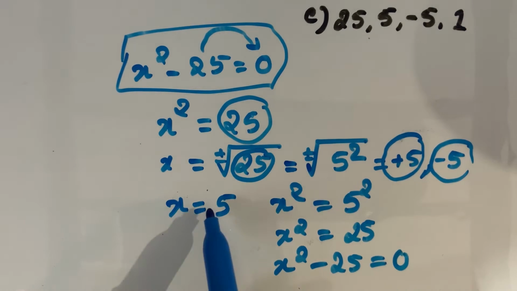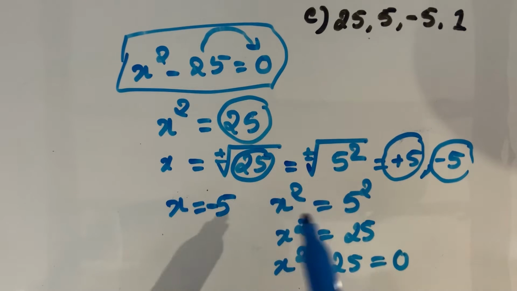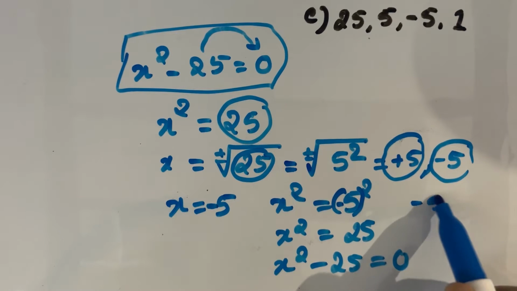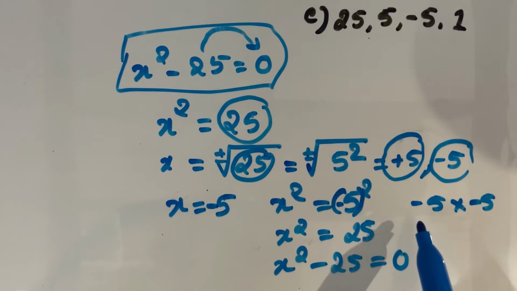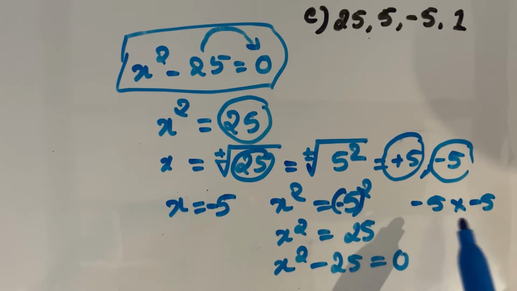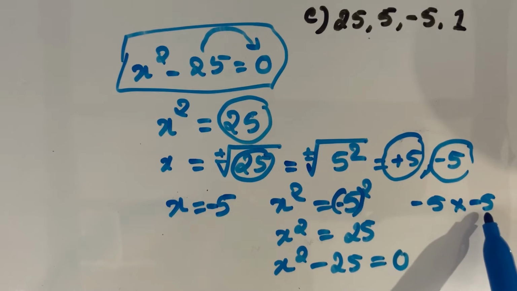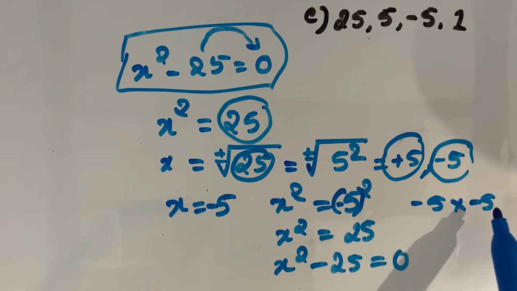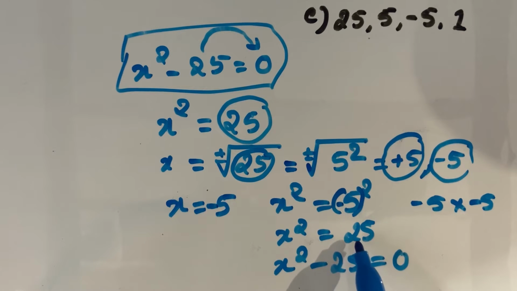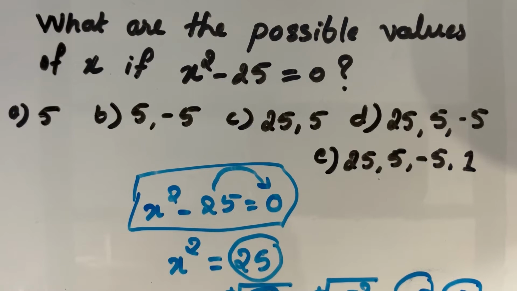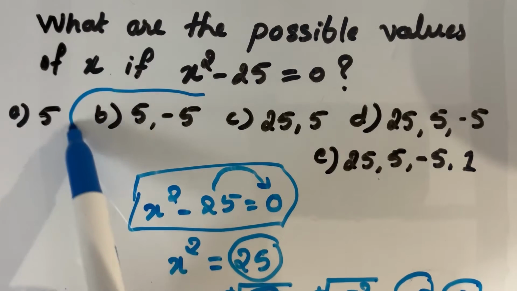Also, if you take x as minus 5, x square is equal to minus 5 whole square. What is minus 5 whole square? It is nothing but minus 5 times minus 5. When you multiply two negative numbers, you will get a positive. So negative 5 times negative 5 is positive 25. So x square is again plus 25, and you end up with x square minus 25 is equal to 0. So possible values of x are plus 5 and minus 5. Option B is the correct option.